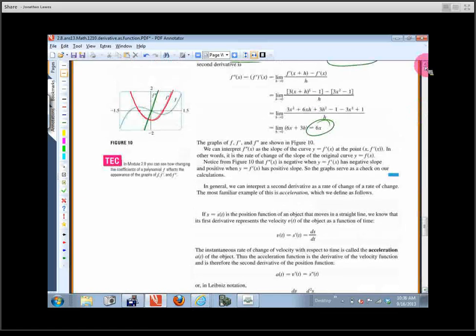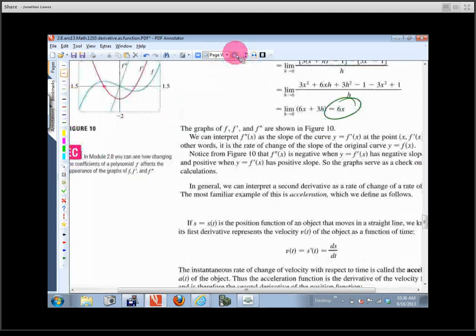I'm not trying to be difficult, but why would we use the second derivative? I think that getting the first derivative, that's cool. You can find at any given point velocity. How would the second derivative help us?